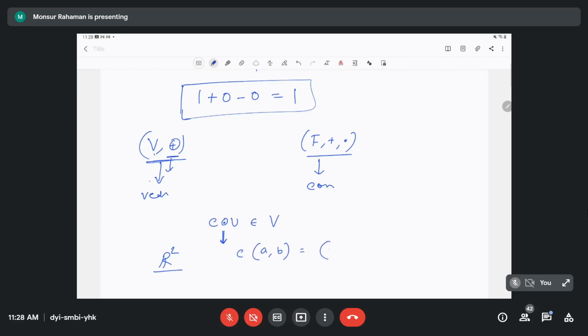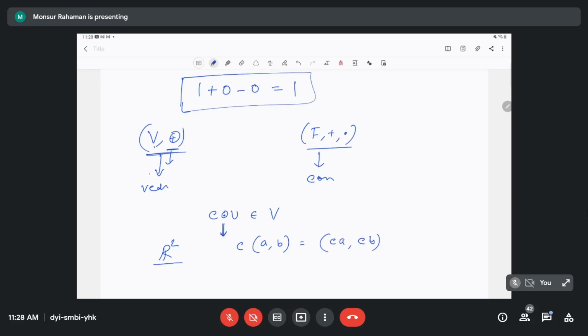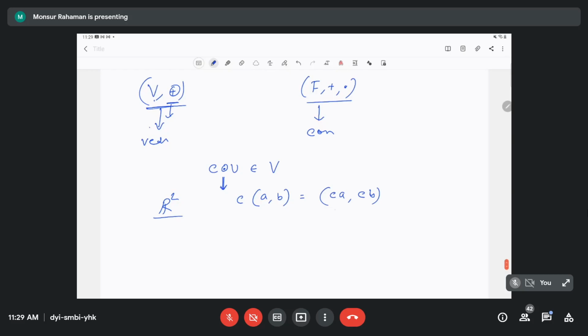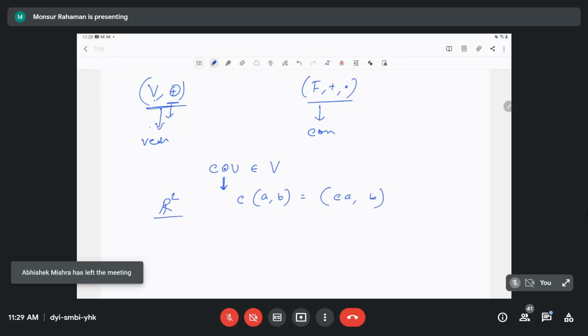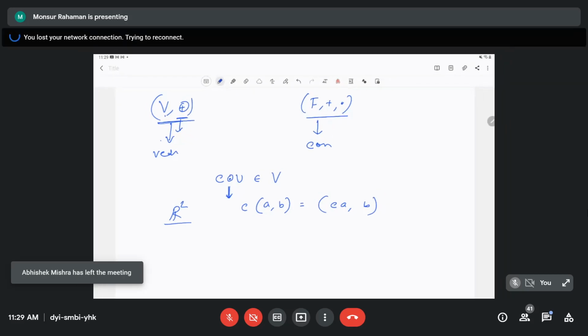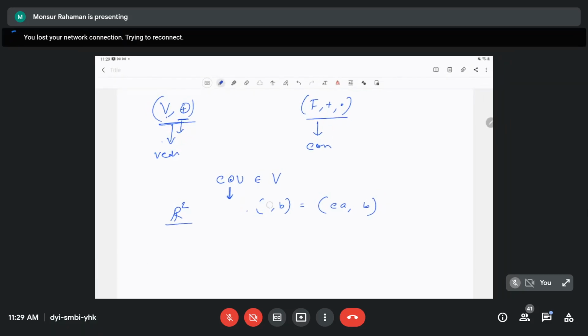You can say that I am going to multiply it component wise, or you can say that I am going to multiply only with the first component. It is also defined, but it is not going to satisfy those conditions. So it has to be defined. After defining this operation, we check whether it satisfies the three additional conditions.